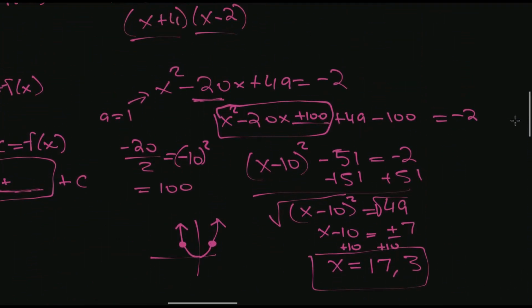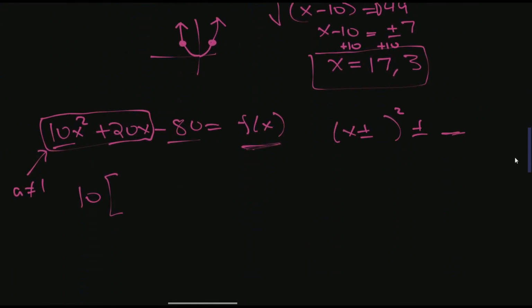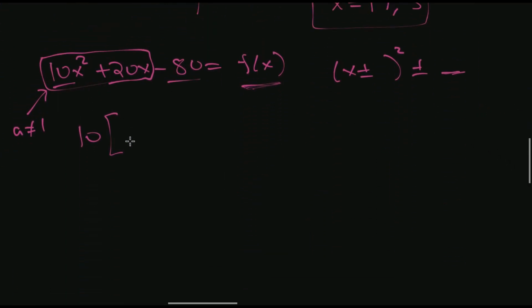Just like up here, this plus 49 was not included anywhere in this perfect square. So I'm just going to factor out the 10 from the first two terms. And I get x squared plus 2x, and I still have that minus 80 is equal to f of x.